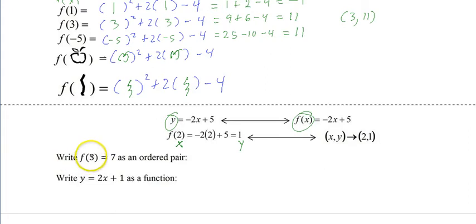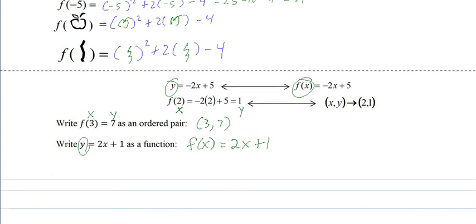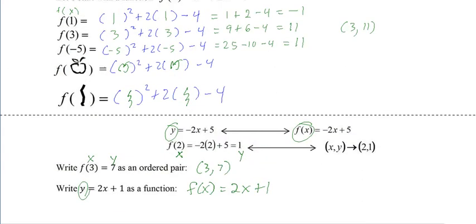So write f of 3 equals 7 as an ordered pair. So again, that's your x, that's your y. So it would be 3 comma 7. How would you write this as a function? You take the y and you replace it with f of x. And now it's a function. And that's functions.